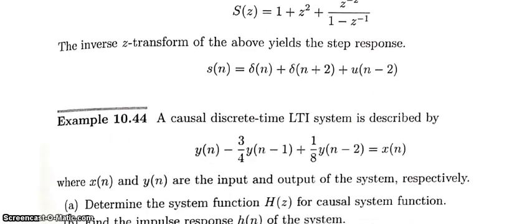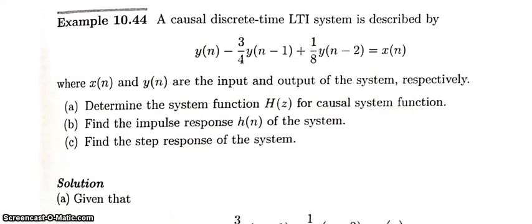Now moving to the next question. A causal discrete time LTI system is described by y of n minus 3 by 4 y of n minus 1 plus 1 by 8 y of n minus 2 equal to x of n, where x of n and y of n are the input and output of the system respectively. Determine the system function H of Z for the causal system, the impulse response h of n of the system, and find the step response of the system.